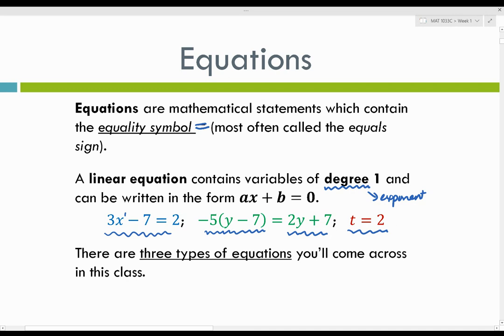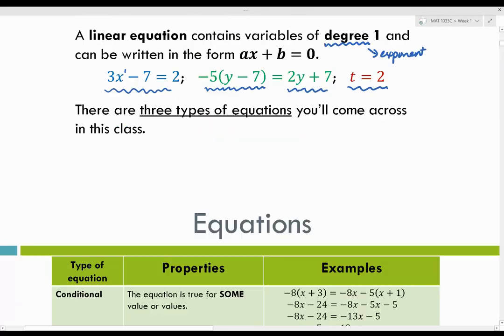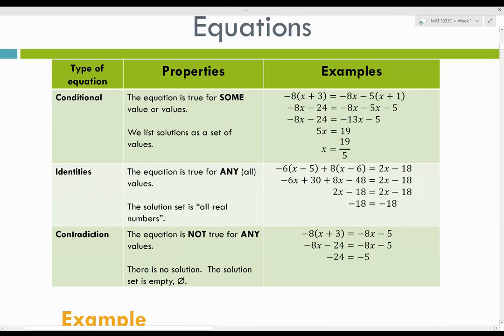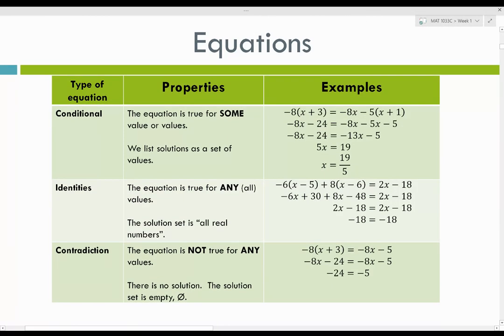Now, as we dive a little deeper into equations, we will notice that there are going to be 3 types of equations that we will come across. The first type of equation that you're going to run into is called a conditional equation. The property of a conditional equation is that the equation is true for some value or values. These are the equations we're most used to. These are the equations that, if we've been given them to solve, we list out their solutions.